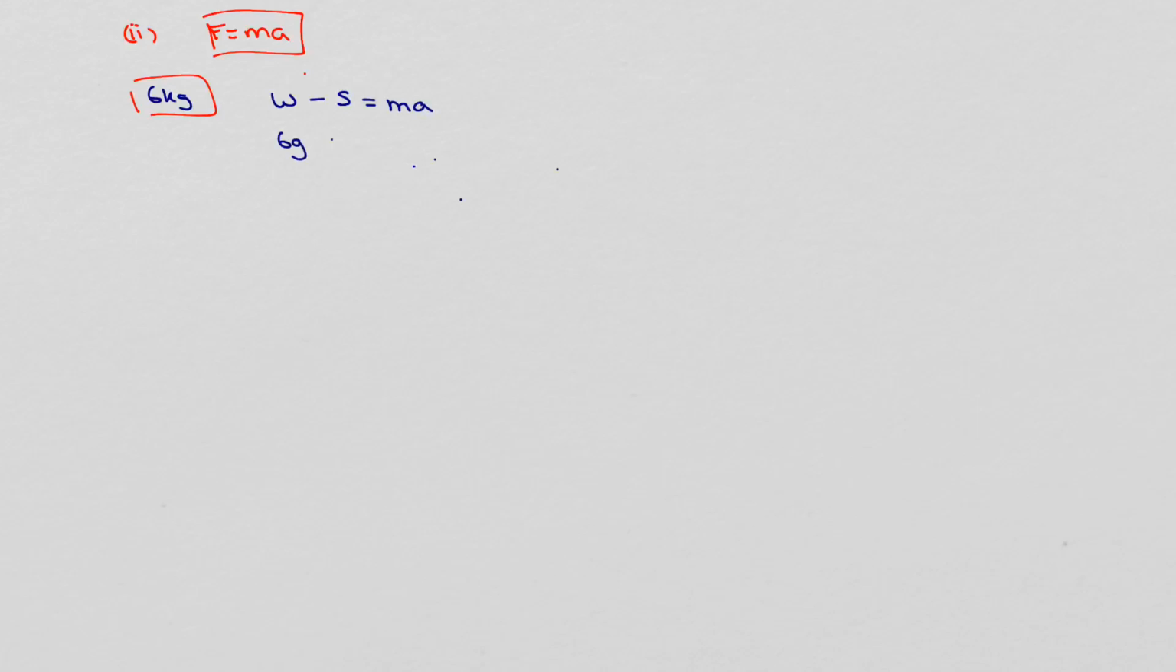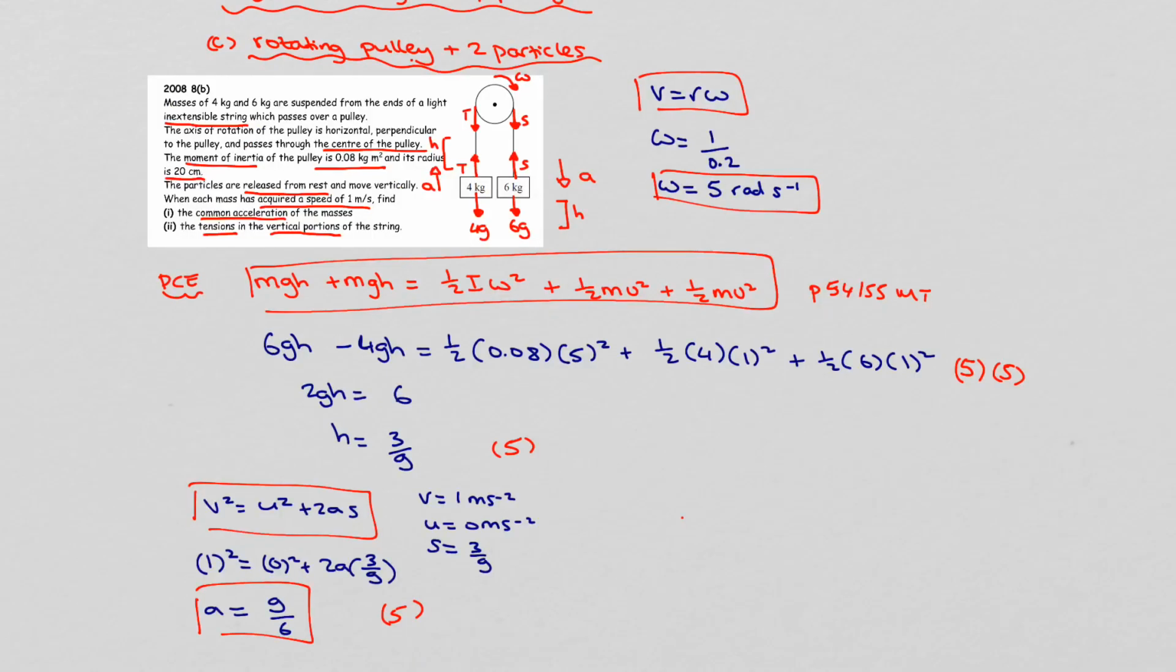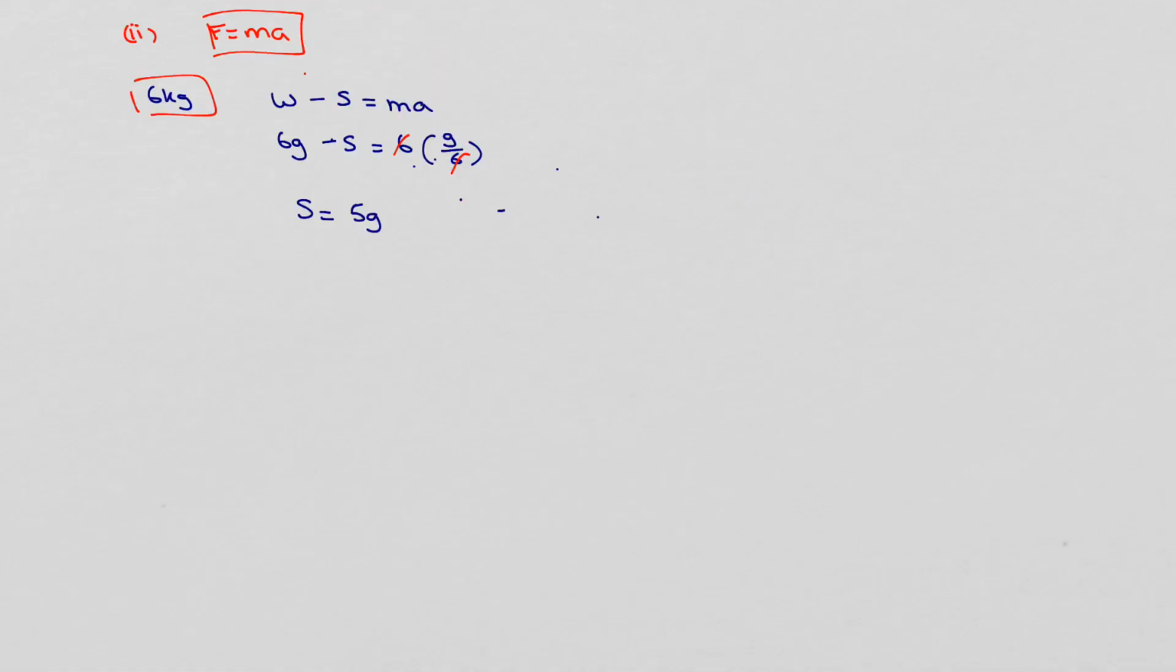So the weight is 6g minus the tension is equal to the mass, which is 6, times the acceleration, which we've just worked out to be g over 6. So of course 6 goes into 6 once, and then that leaves us with S is equal to 5g. It doesn't say find the value of, so we can leave our answer in terms of g, or of course if you want to work it out as the value, then that would be 49 newtons. So we had 5 marks for getting the first one out.